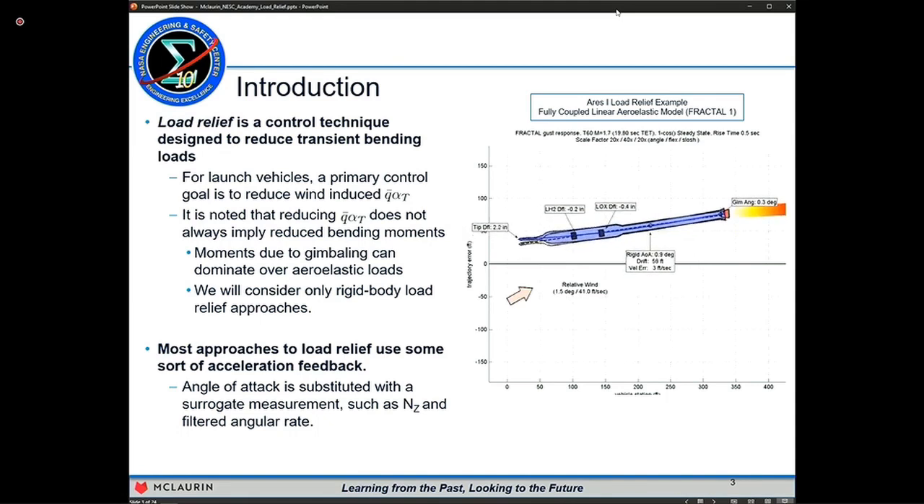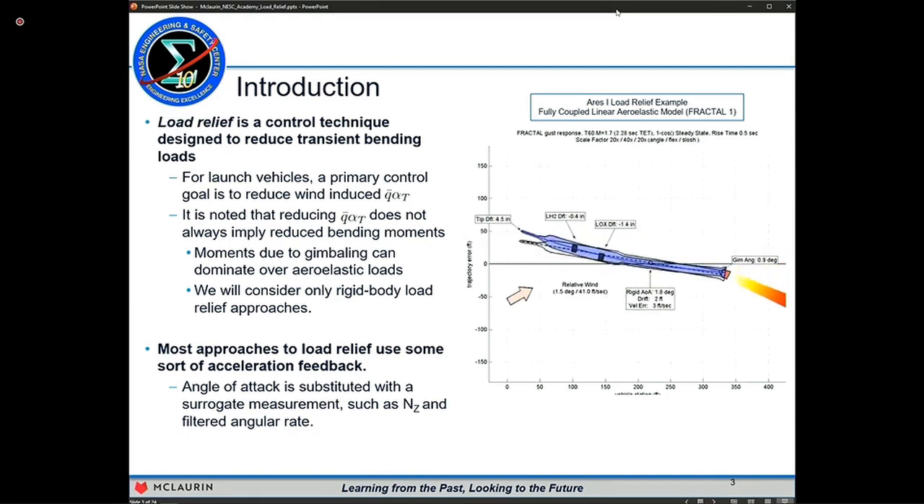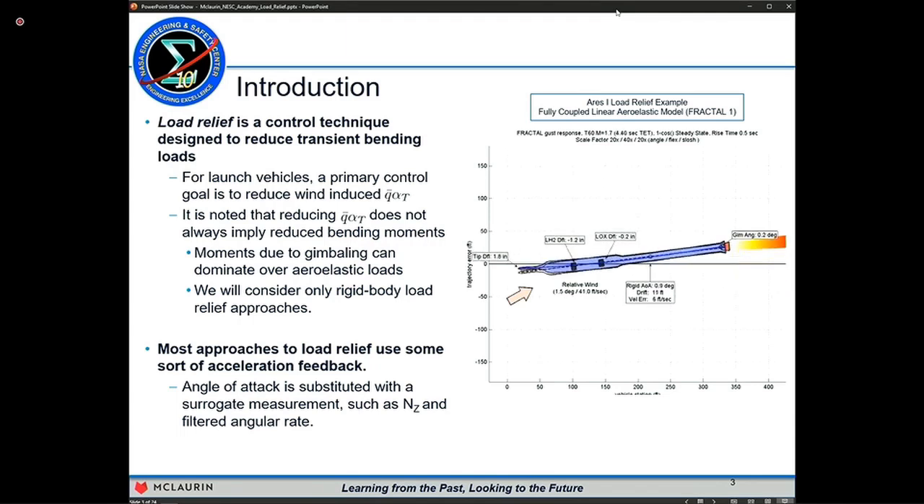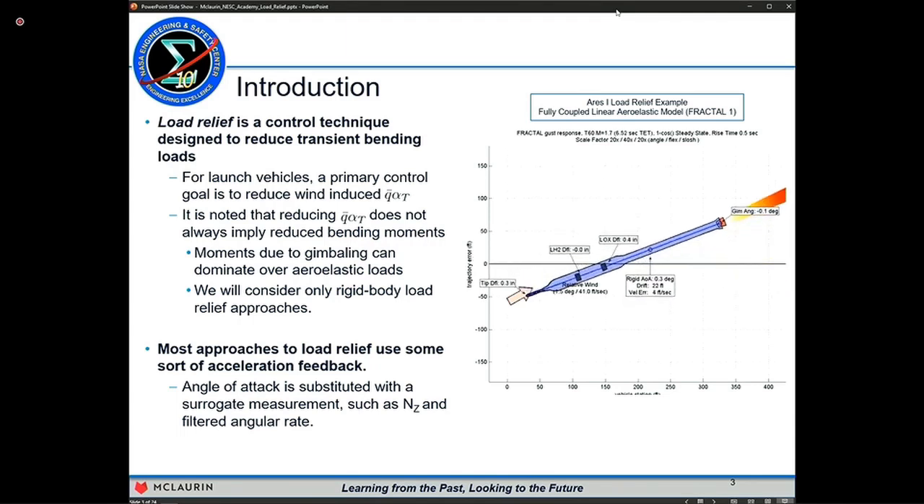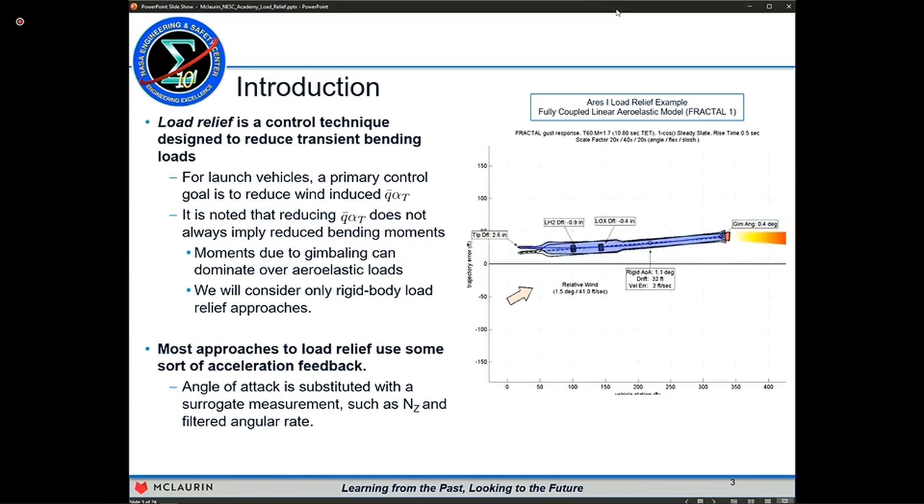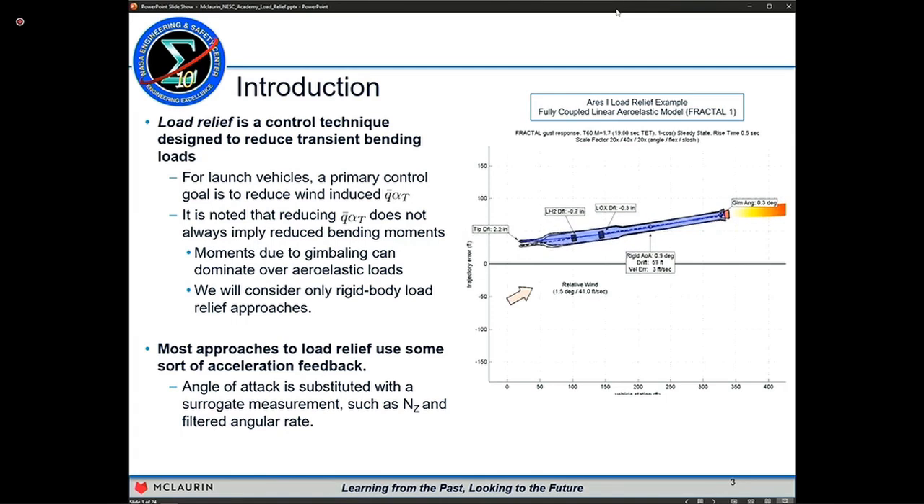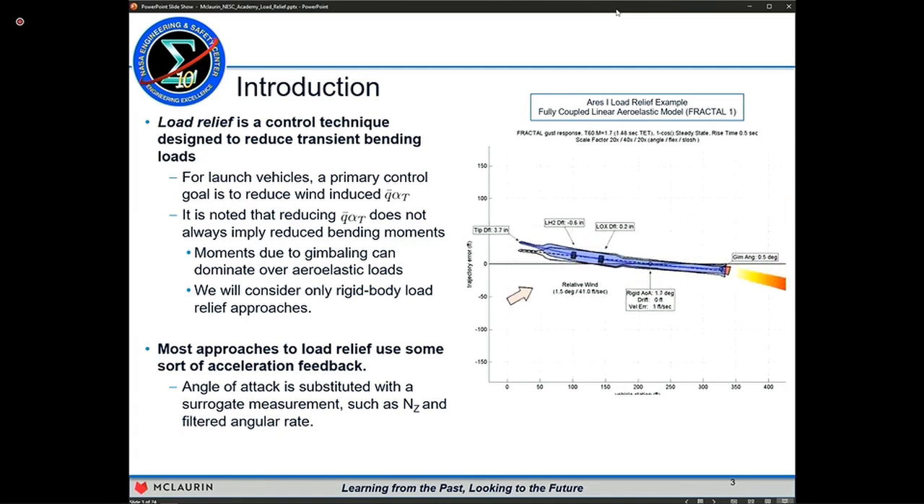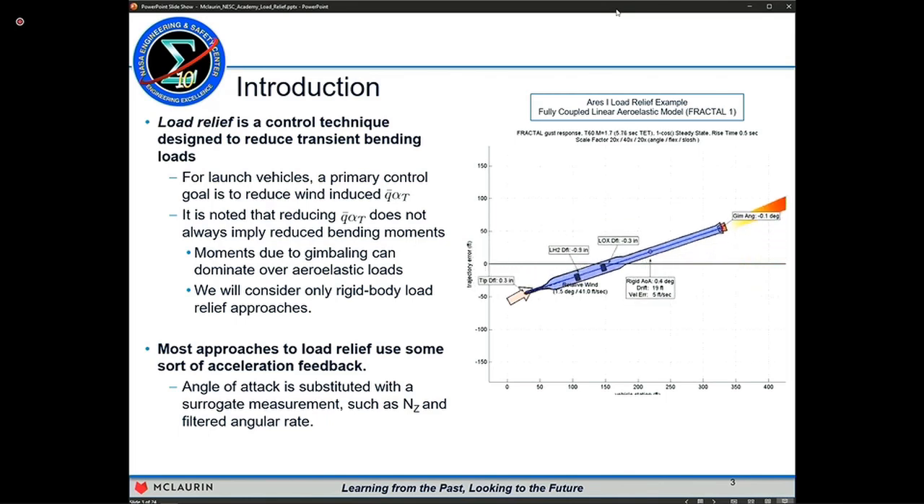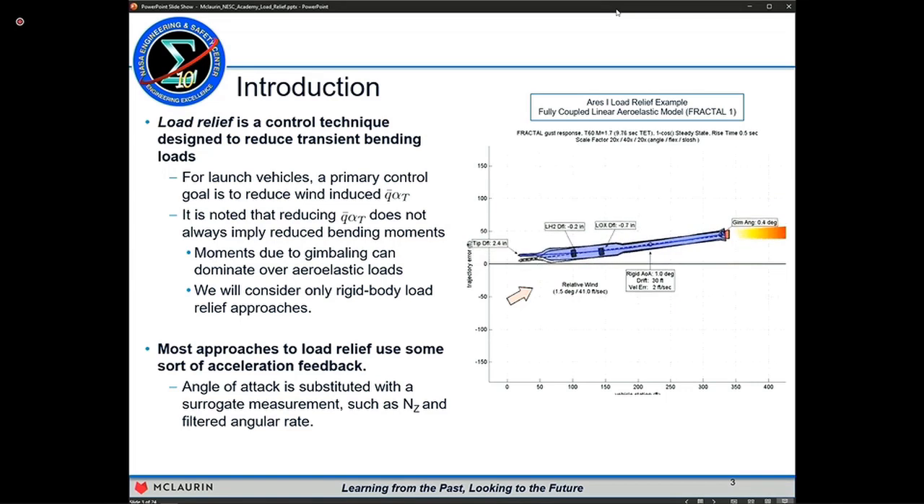It's worth mentioning here that in this presentation, we're talking about essentially rigid body load relief schemes, with the implication that a high fidelity analysis is used, as we often do in production, to assess how effective reducing Q alpha total is at actually reducing the bending moments. There's a couple of caveats I want to point out at the front end: reducing Q alpha total doesn't always mean reduced bending moments.